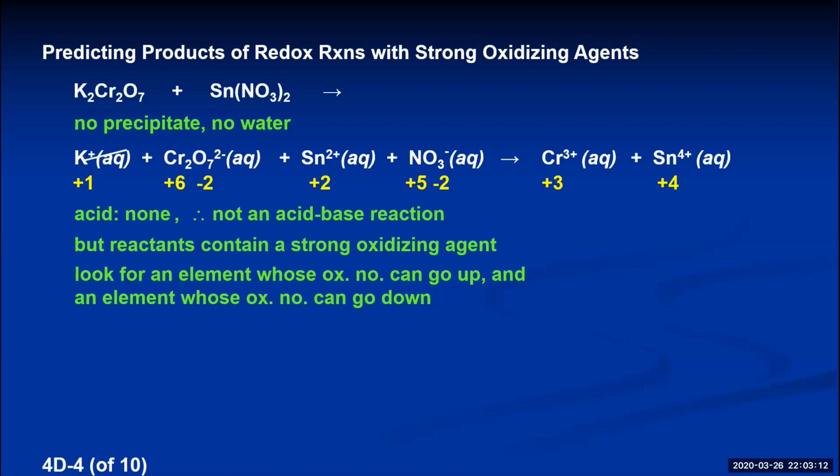So the potassium's a spectator ion, the nitrate's a spectator ion, and so the predicted products would be the dichromate ion would react with the tin 2 ion to turn into chromium 3 ions and tin 4. Now, this reaction is not balanced, but we're not going to be balancing them today. We're going to save that for next time. We just want to work today on seeing if we can predict those products of the reaction, because that's really actually the most challenging part.